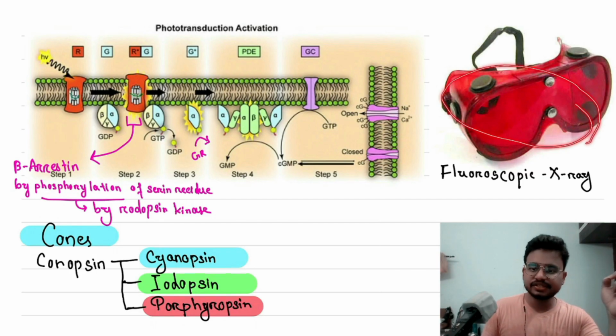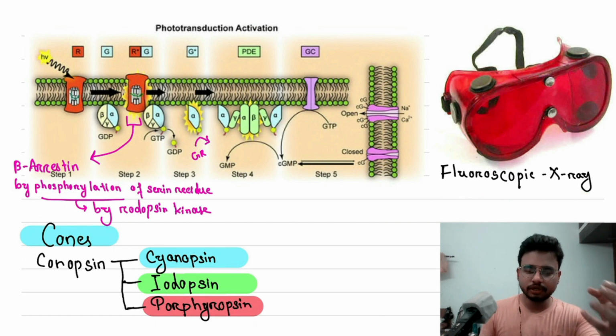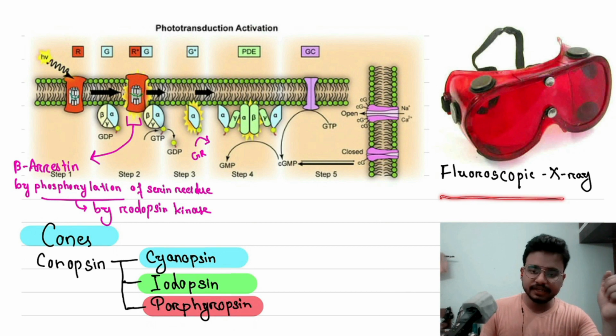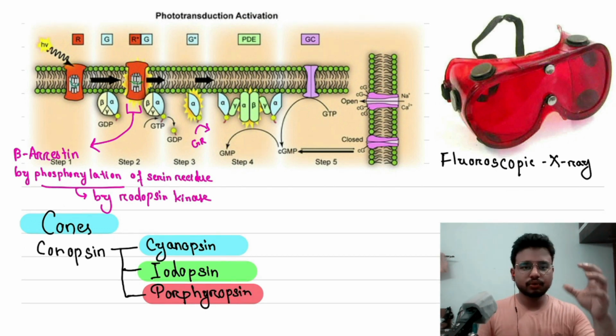The red glasses are used in fluoroscopic X-ray to protect the eyes of the doctor. The fluoroscopy X-ray is the technique in which a video of the X-ray is drawn out, not a photo. It is required when we are doing live surgery or when you are doing something which requires the motion of the joints.